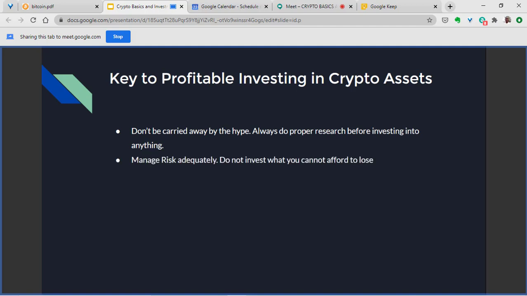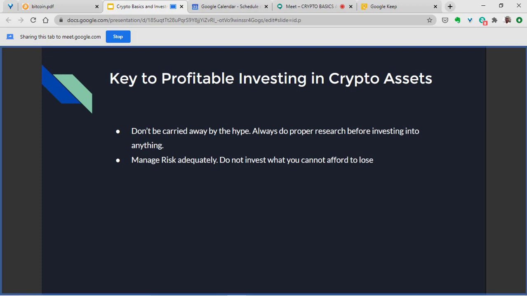So the next thing is risk. One of the key principles of investment, trading, anything like that is risk management. Anything that has to do with financial investment, and even in life, you manage risk. Do not invest what you cannot afford to lose. Only invest money that, if you lose it, is not going to change your life.